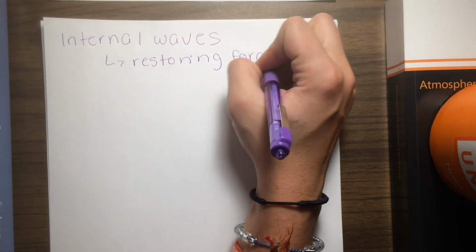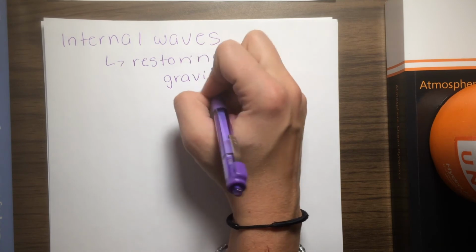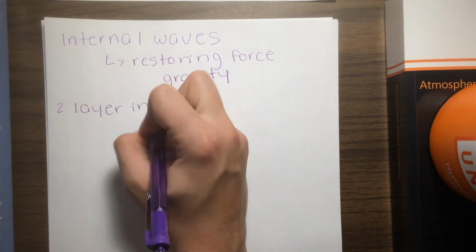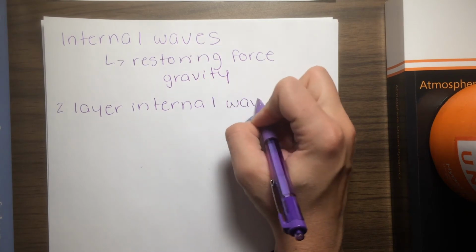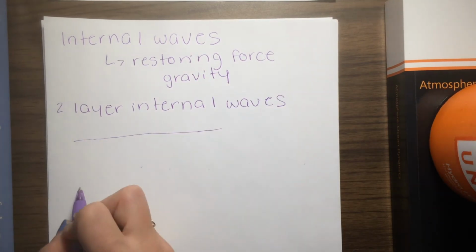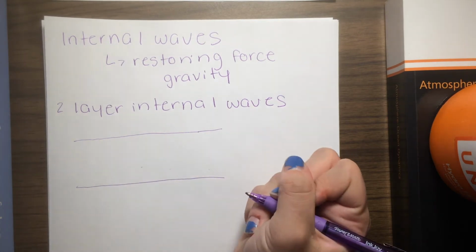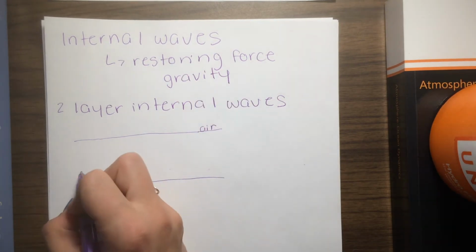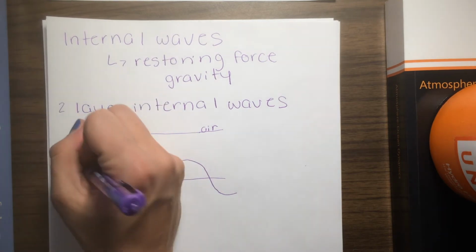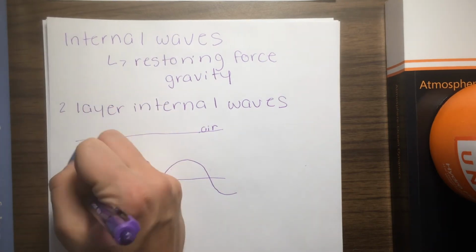Alright, so as we've discussed, the restoring force for internal waves is gravity. In the ocean, internal waves require two layers with slightly different densities, and can therefore travel at the interface between the layers rather than at the sea surface, where the density difference is much greater. Because of this, internal waves are much slower than surface gravity waves.